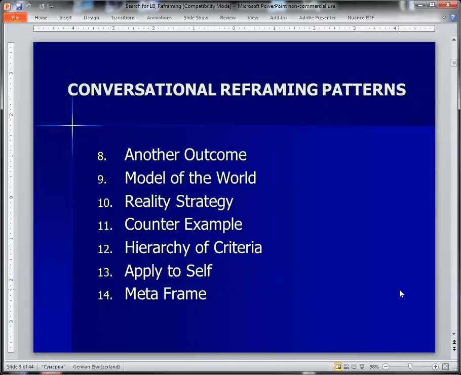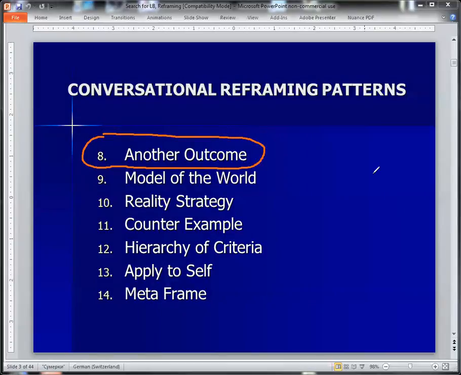Next one, which I would like to cover today, is going to be another outcome. So let me just get my drawings ready. I've already used it. So that's the one we will be talking about today. Another outcome. And first of all, let's check the definition, what another outcome really is.